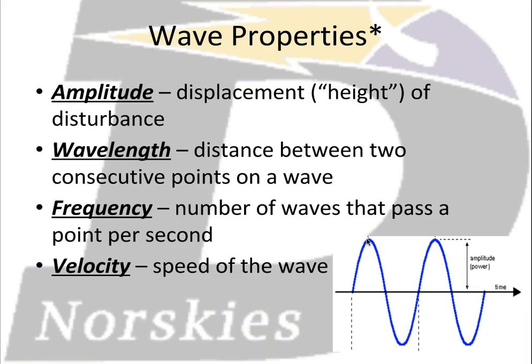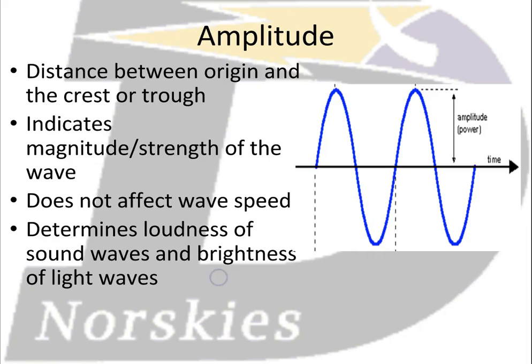Frequency is the number of waves that pass a point per second. So this is a rate, or almost how often something passes that point, or how many wavelengths can pass that point. Frequency and wavelength are related to one another, and I'll talk about that relationship later. And then finally, velocity is the speed of a wave, and we will actually be doing a wave speed calculation as well in this unit for waves.